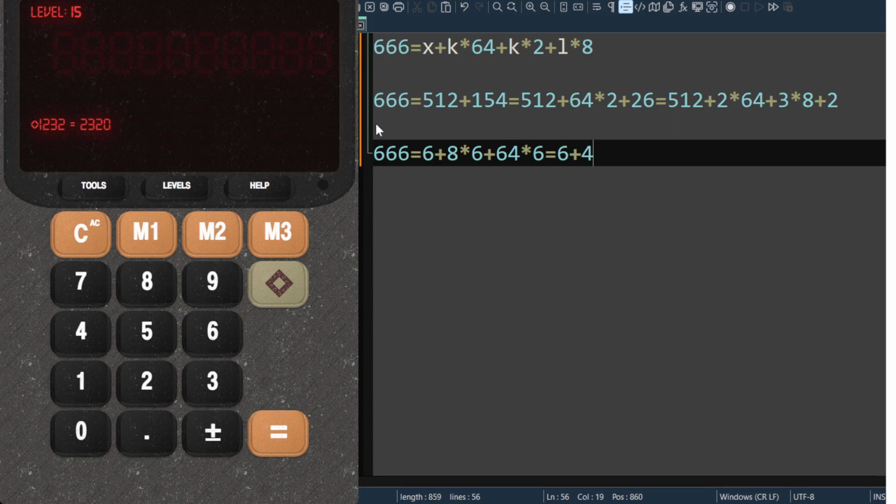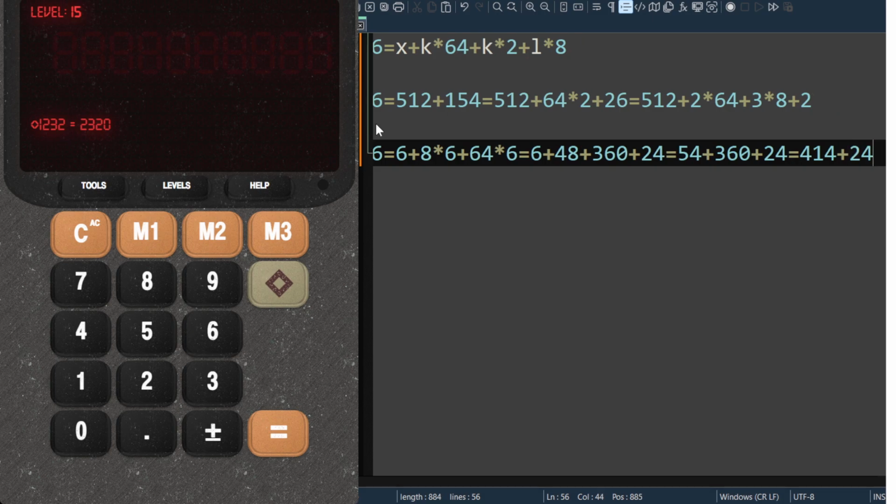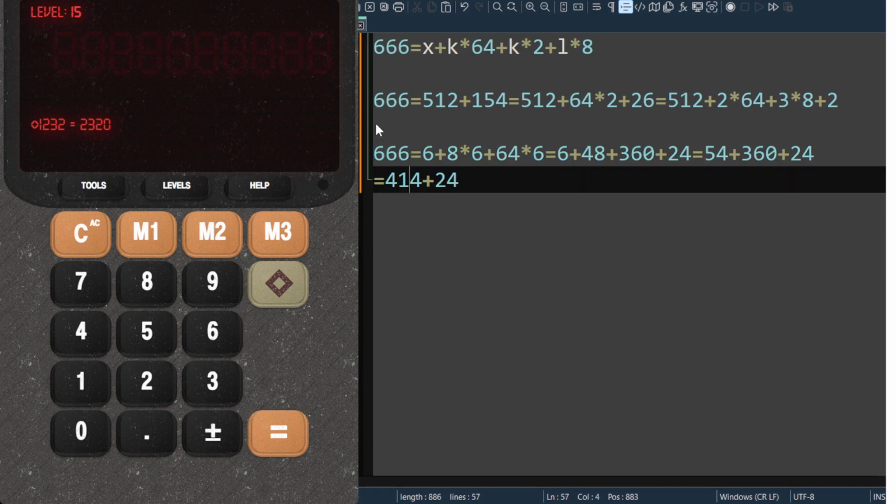6 plus 48 plus 384. This equals 54 plus 384. This equals 438.